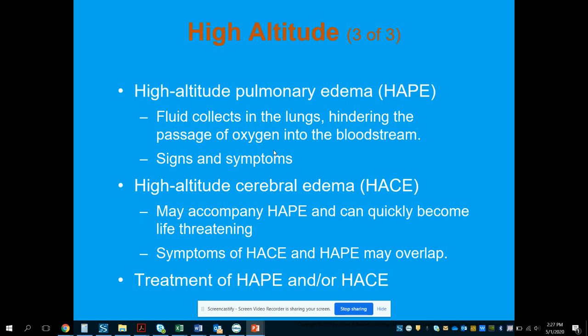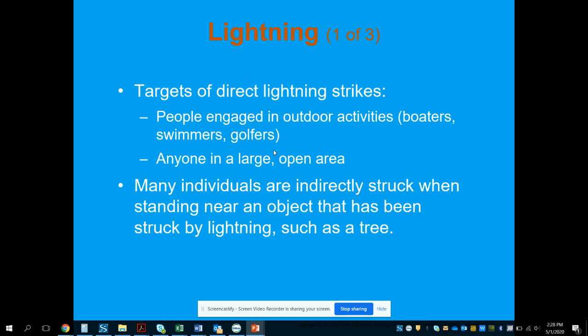High altitude pulmonary edema, where fluid collects in the lungs, hindering the passage of oxygen into the bloodstream. High altitude cerebral edema can accompany this, and cerebral edema is happening actually inside of the brain, and this could become life-threatening pretty quickly as well. If it's inside of the lungs and it's beginning to sound like pulmonary edema, then of course we have the option for CPAP. For the cerebral edema, there's not much that we can do in the field, but rapid transport would definitely be indicated.